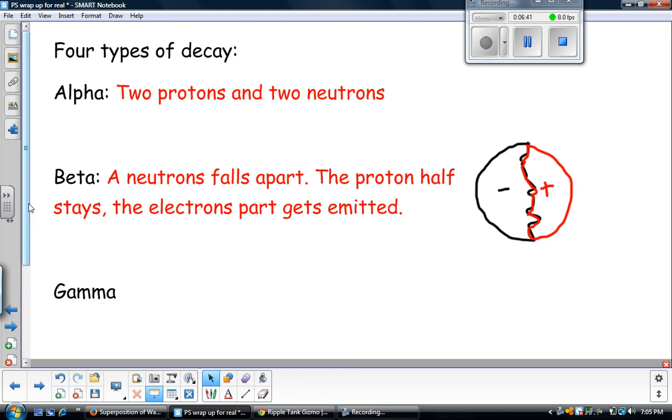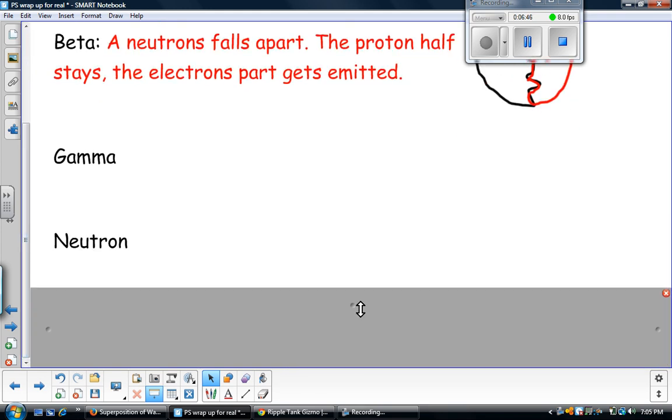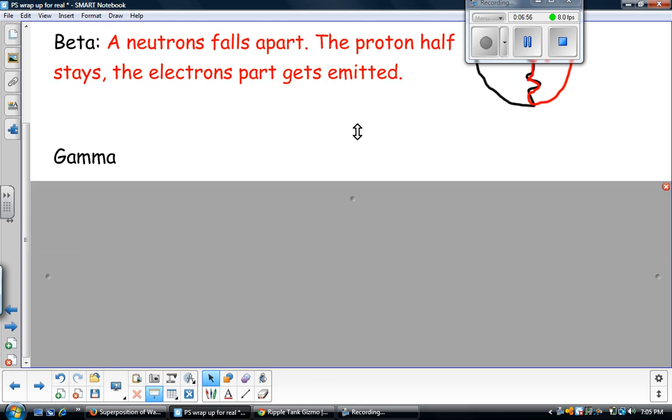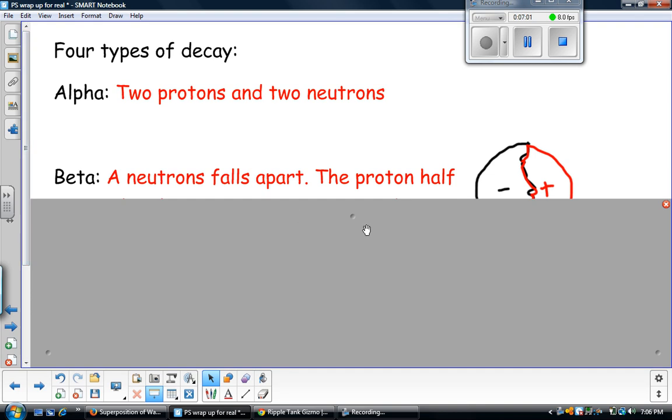Two other types of radiation are gamma radiation and neutron radiation. Gamma radiation is all energy. Neutron is neutrons being actually emitted. And we may talk about those later when we revisit this topic at the end of the school year. But right now we'll just focus on the alpha and the beta.